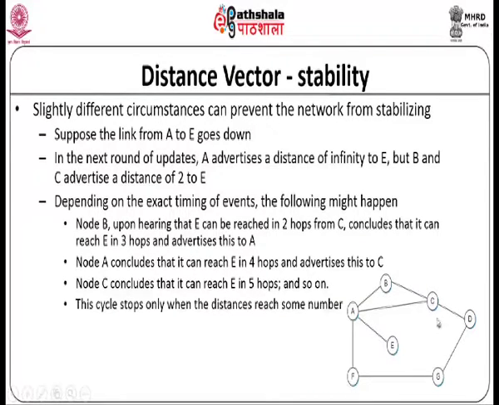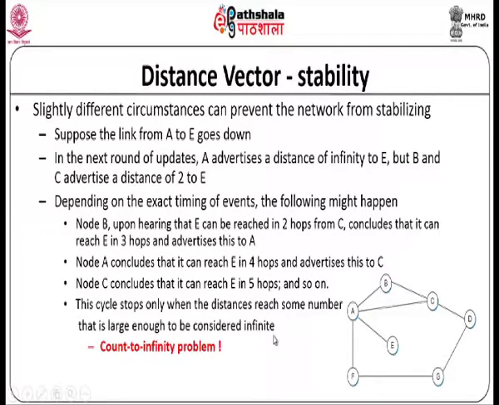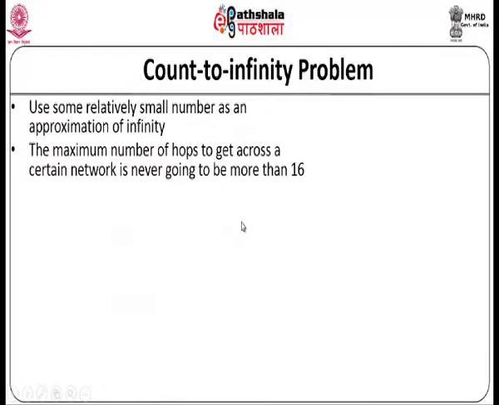And the cycle will keep on continuing until the distance reaches some large number, which can be considered to be almost infinity. Now this is called the count to infinity problem. This is a problem that can affect the stability of the network. So count to infinity is a problem that we need to tackle in the distance vector routing algorithm.